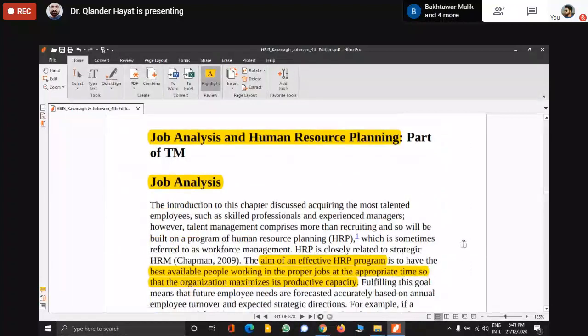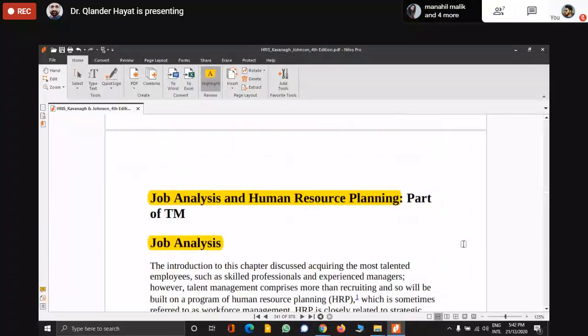So when we talk about talent management, the important thing related to talent management is job analysis. Are you going to attract any talented employee, or retain any talented employee, or promote any talented employee? You have to know the job description, or the characteristics of that job, and you have to know the current position of your human resource. In order to do this, you have to know job analysis and human resource planning.